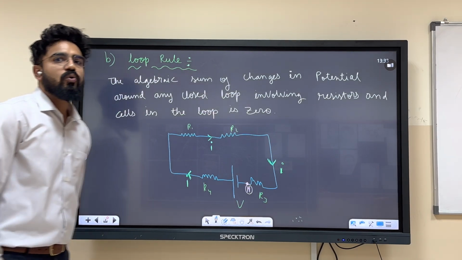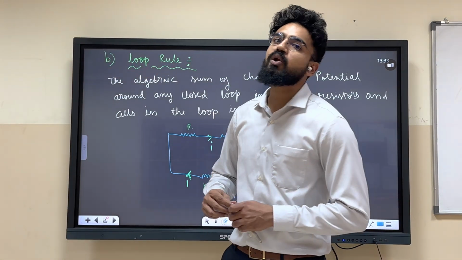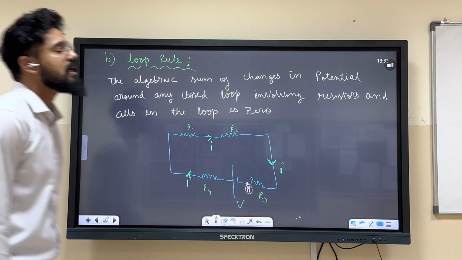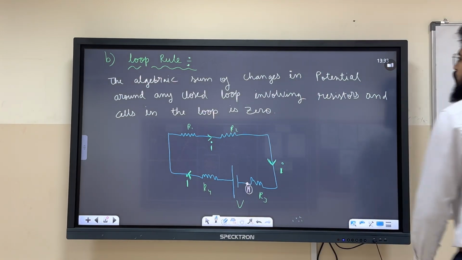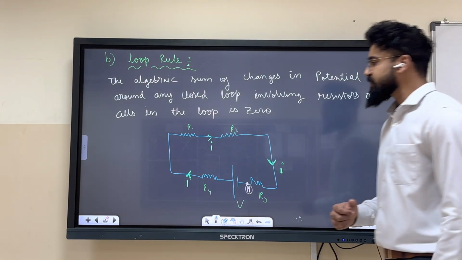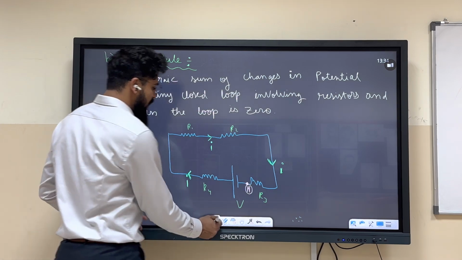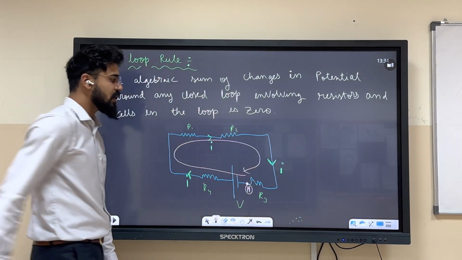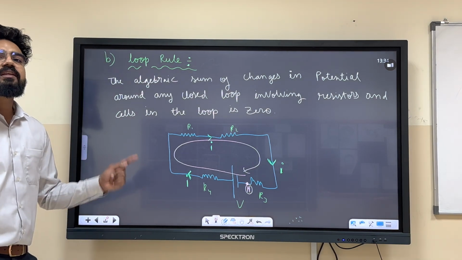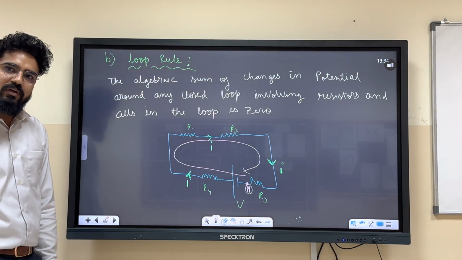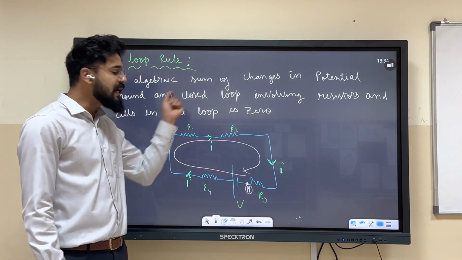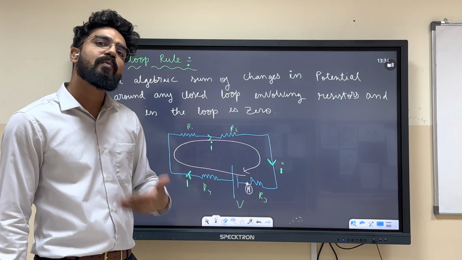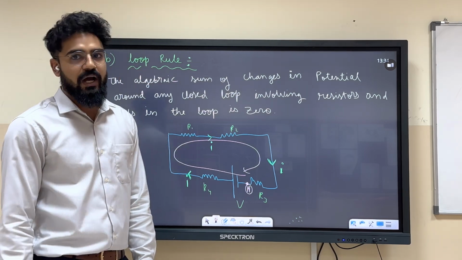The second rule of Kirchhoff is known as the loop law. These rules are very important. The loop law says that if you are completing one cycle like this, starting from a point and ending at the same point, the algebraic sum of the entire potential should be 0. Are you getting it?